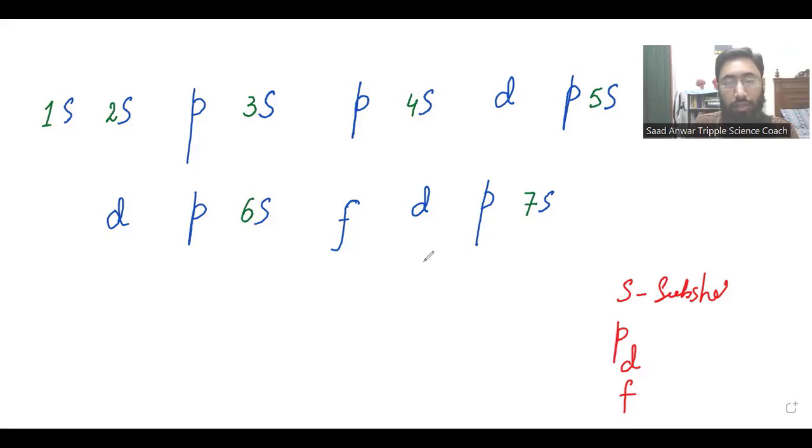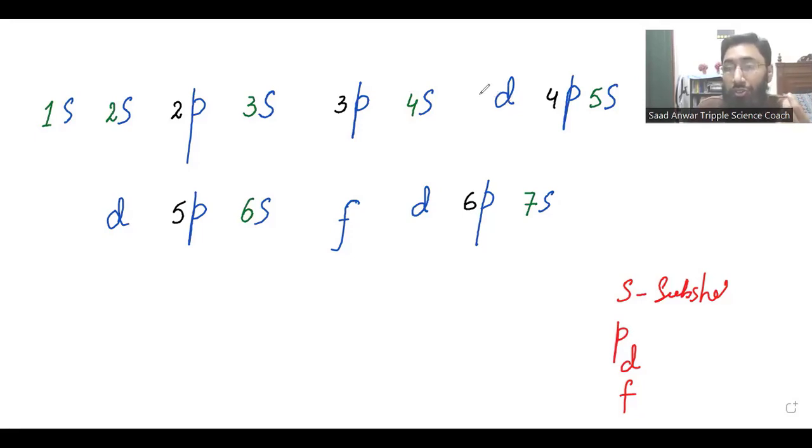Now it's the turn to put shell numbers for the P subshell: 2p, 3p, 4p, 5p, 6p. Then it's the turn to put shell numbers for D. Remember, always start D from 3: 3d, then 4d, then 5d, and there is 4f. Now I am going to put electrons.